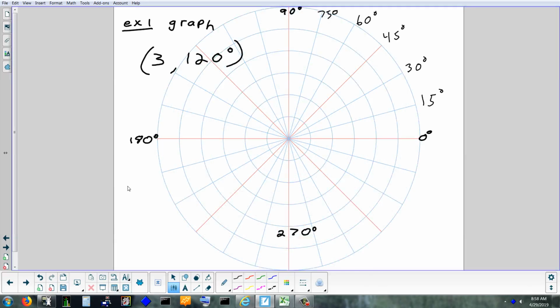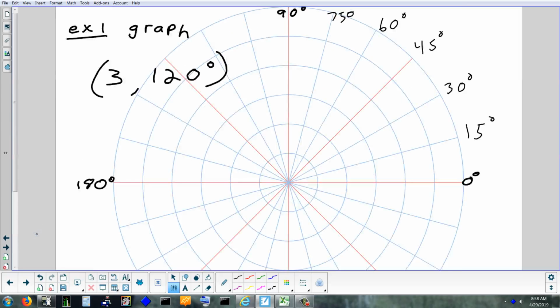All right, so when we look at that, first thing we want to do is just figure out which one is R, which one is theta. So Jake, out of these two numbers, which one of them is R? One of them is R. Not the degrees. That's going to be my theta. The 3 is the R. Yep. So that's going to be R, and that's going to be theta.